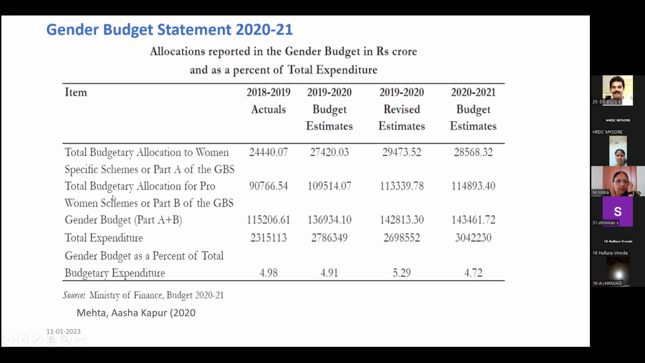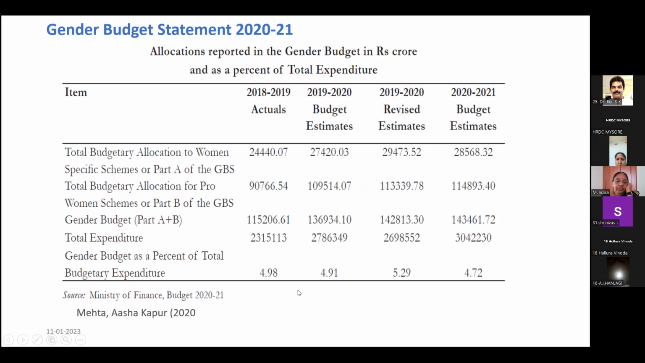And then the total budgetary allocation for pro-women schemes is Part A. As I told you, there are two categories of schemes, Part A and Part B. Part A is the 100% women-oriented schemes. This is Part A, all this amount is Part A. And this is Part B, Part B is all this amount. Together, Part A and Part B make the total budget. This is the allocation, but the actual expenditure is this. So the gender budget, what percentage is going to women, is given here.